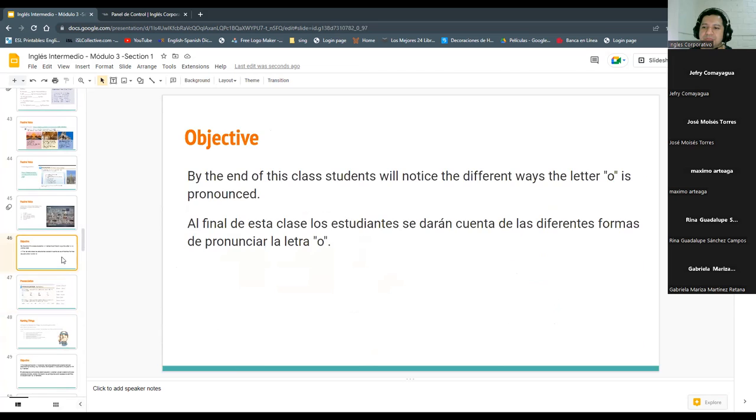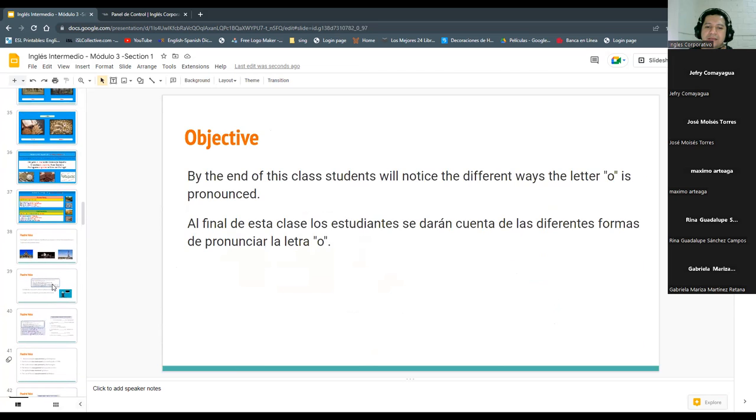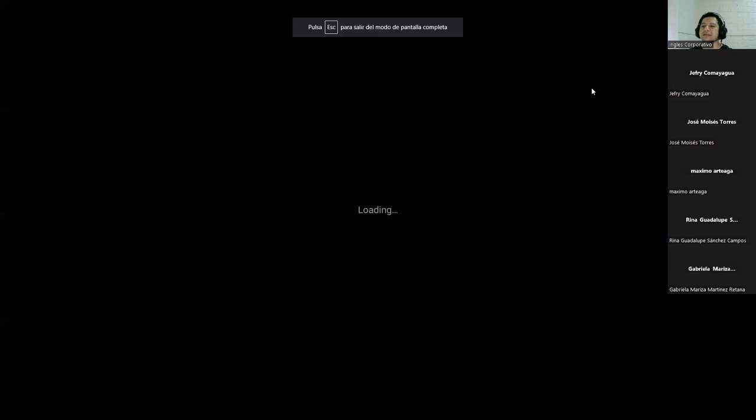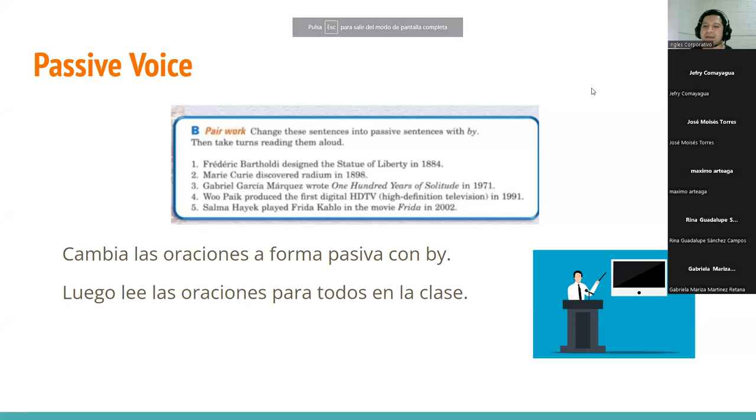But no, it's just pronunciation. Okay, so we are going to finish with these exercises. It says, are you able to read the table? ¿Pueden leer ahí? Are you able to?